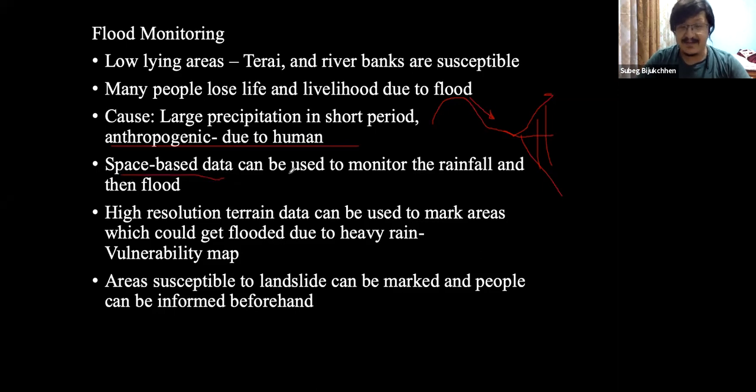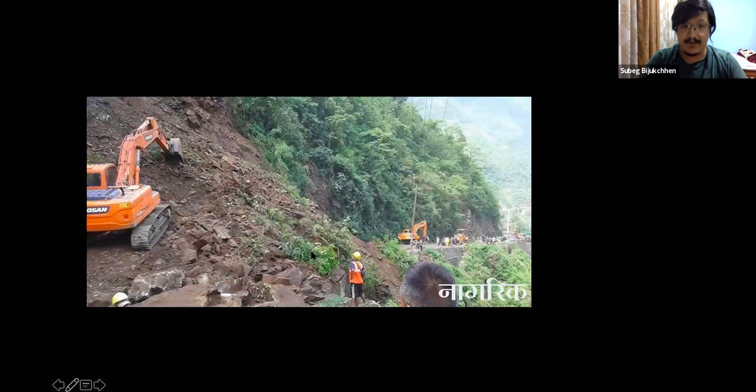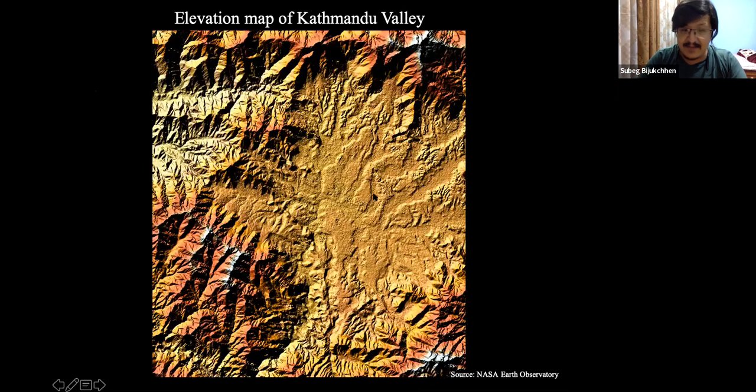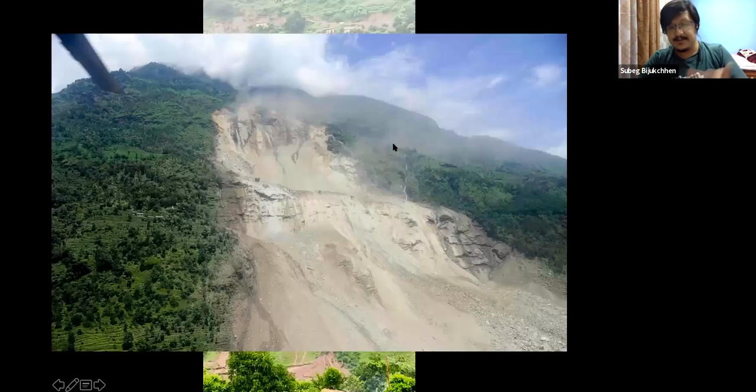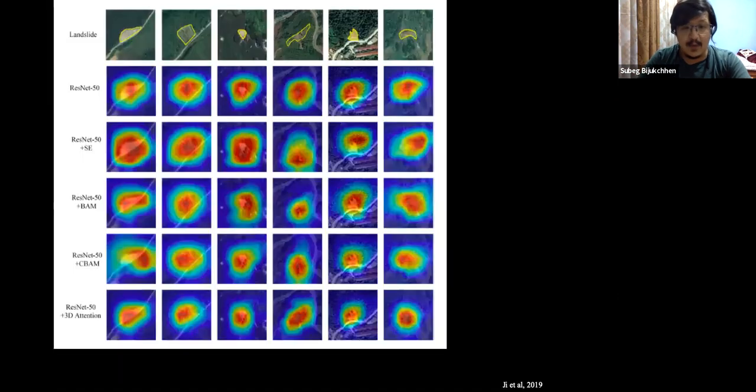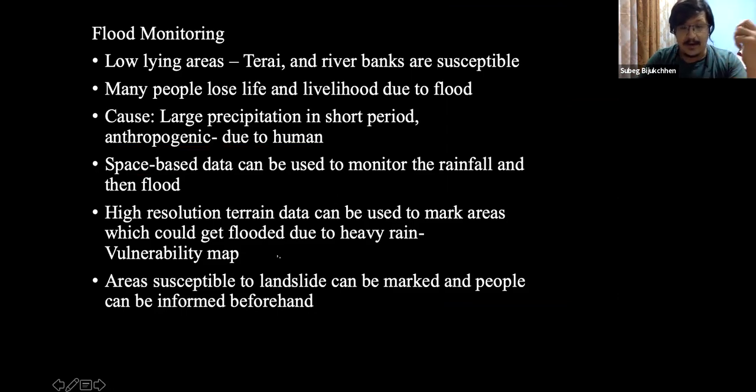Space-based data, the satellite images, can be used to monitor the rainfall, like the global satellites, and then we can use that to monitor the flood. This has been done many times in the past in Nepal as well. You need high resolution terrain data, just like the terrain data I showed you earlier. We know the height of every point, like the height from sea level. We can then make a flood model in the computer and see which areas will be under water given a certain rainfall.